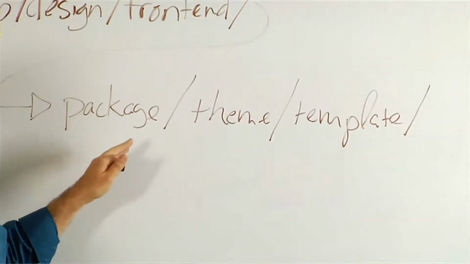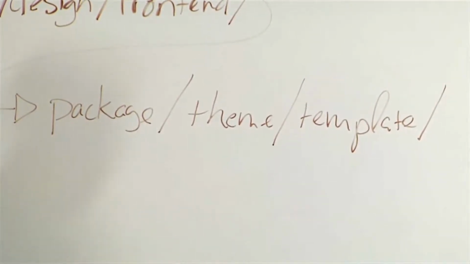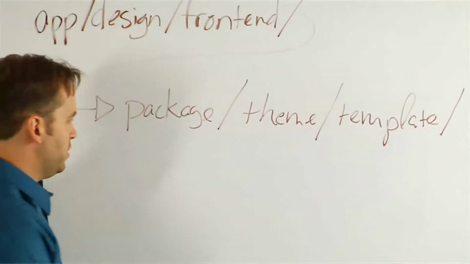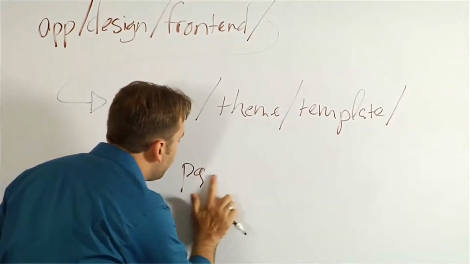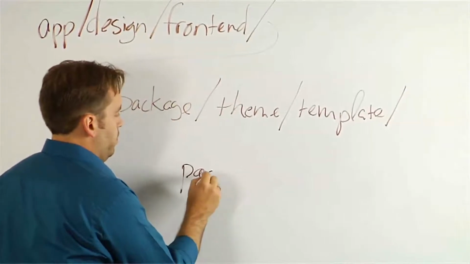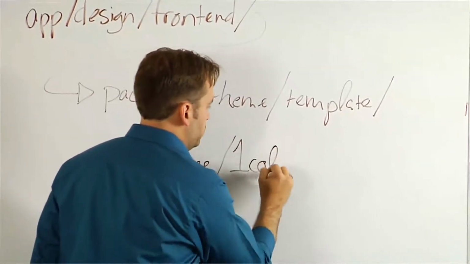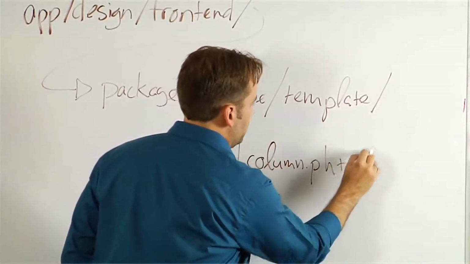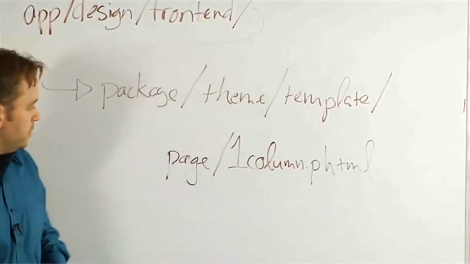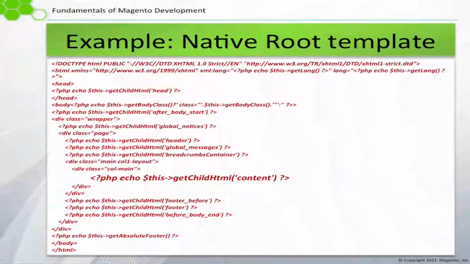So we're either in Enterprise default or base default, and your installs. And then in there, page, one column, .phtml. I believe that's correct. So if you look in there, you'll see, okay, here's all this.